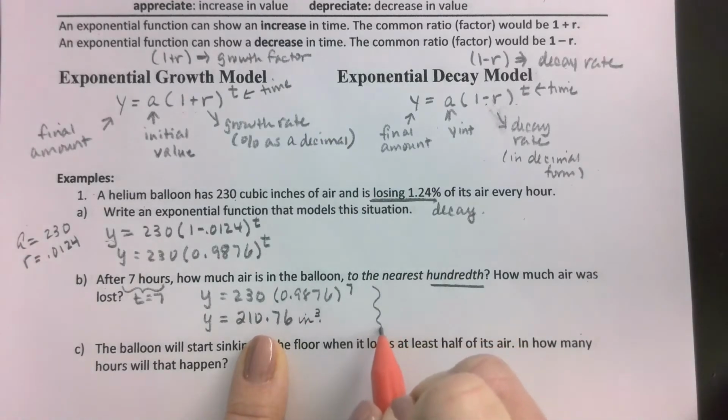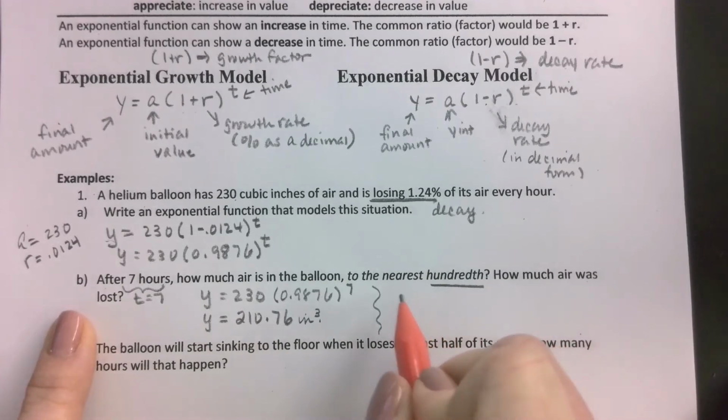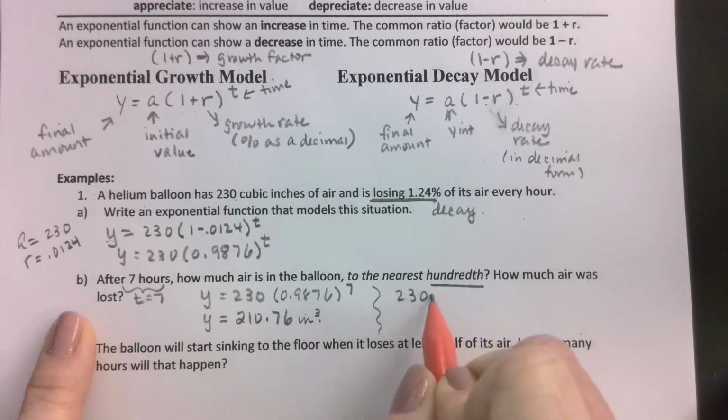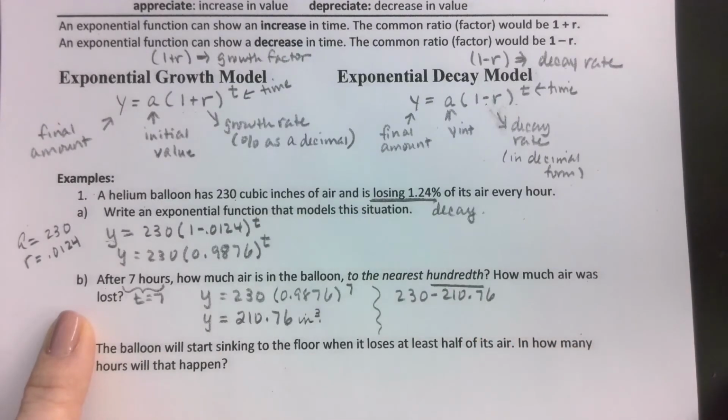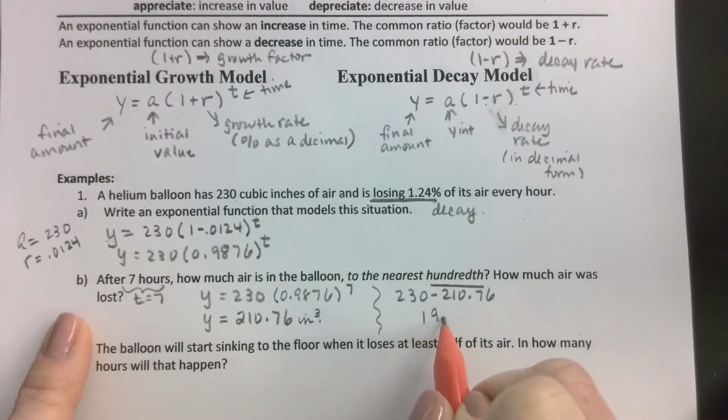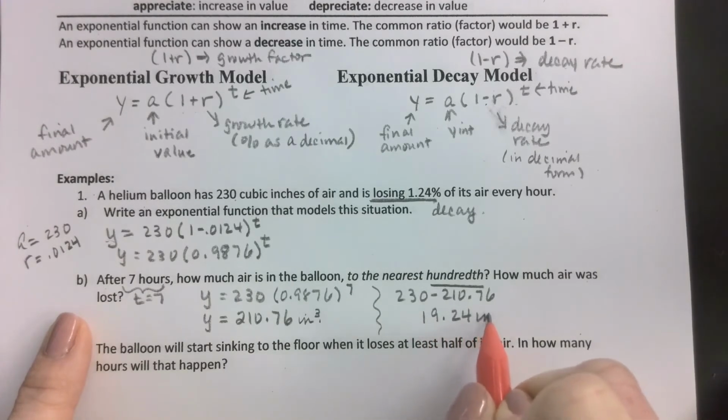So how much air was lost, the second part of the question? We need to subtract 230 minus 210.76. When we subtract, we get 19.24 cubic inches.